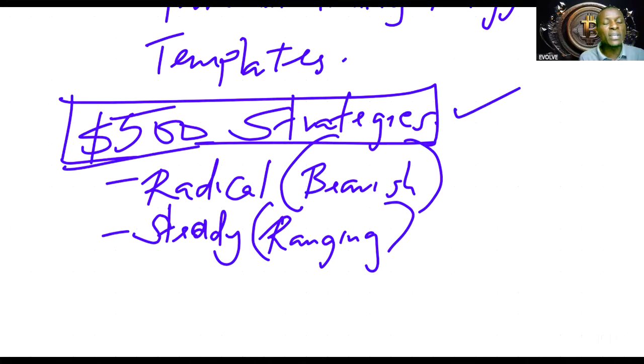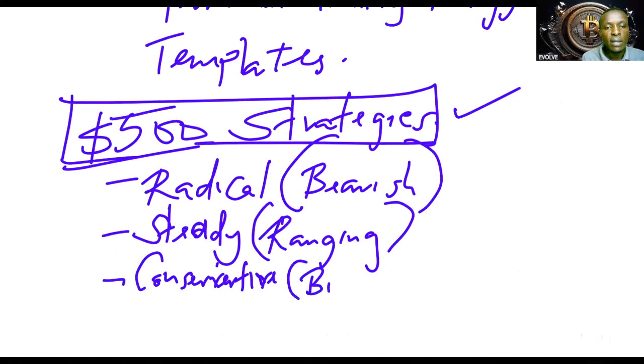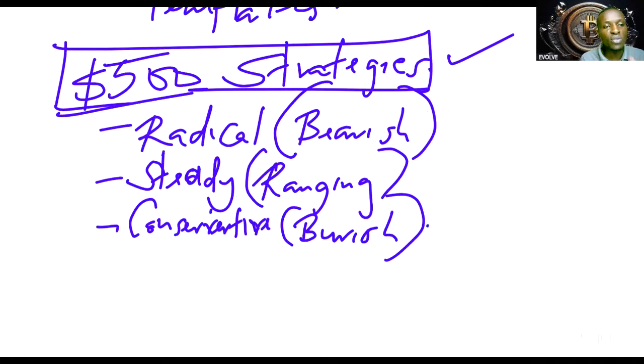Go ahead and set up a template for $500 of a conservative strategy so that you don't miss out opportunities. Now, that is a strategy used for the bullish market. The market is bullish. So you have to be conservative in your approach because things can turn around against you anytime.